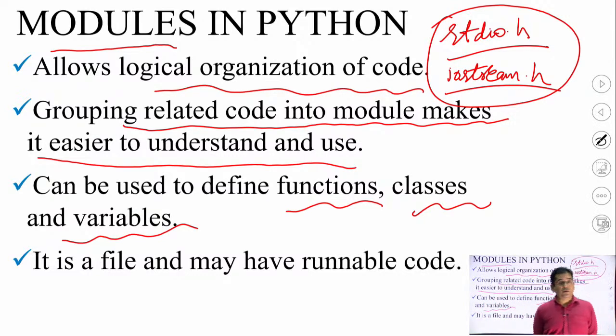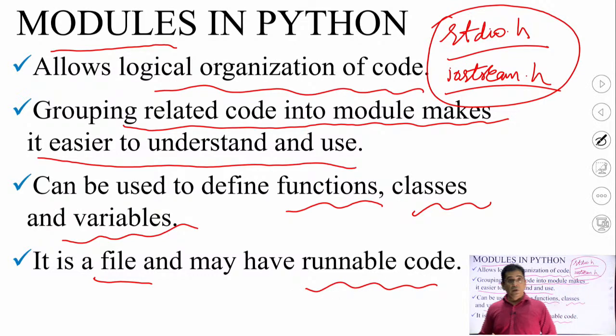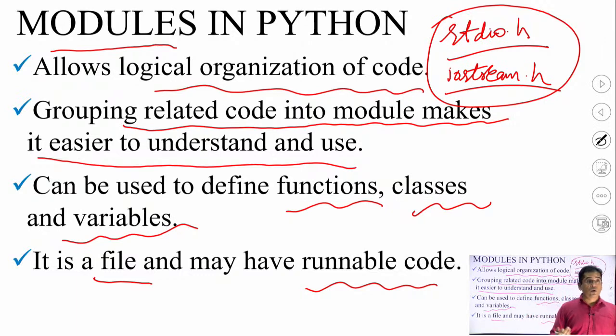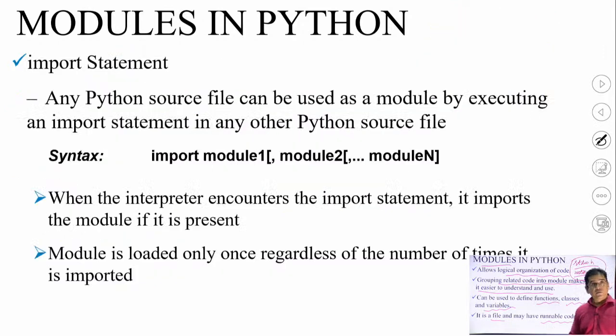So modules in Python are used to declare or define some inbuilt functions, inbuilt classes or user defined classes or variables of different types. It is actually a single file. A module is a file and may have runnable code. This file is executable in nature. The module contains some runnable code which can be called within some other file.